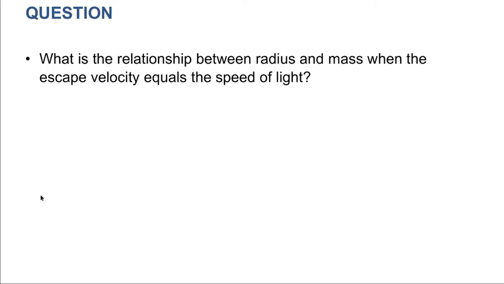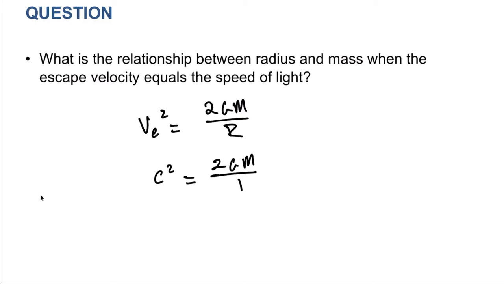Well, we can use our escape velocity equation from before. We can say V escape squared equals 2 times G times M divided by r. Well, where are you when the escape velocity equals the speed of light? All you need to do is plug in the speed of light for the escape velocity. C squared, the speed of light squared, is 2 times G times M divided by r. This is the case where the escape velocity is equal to the speed of light.